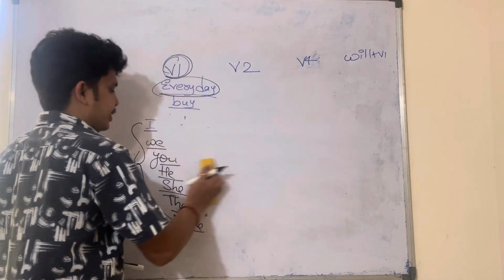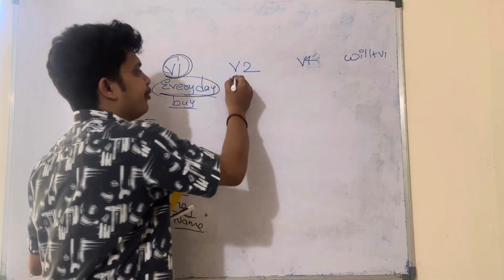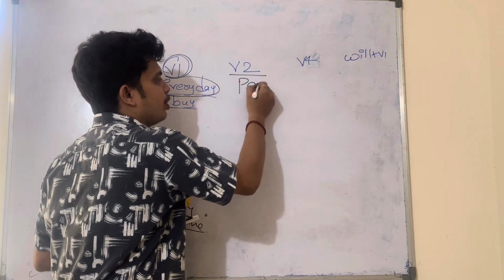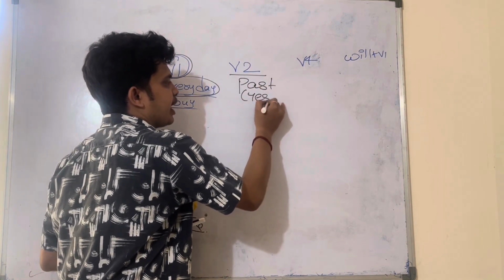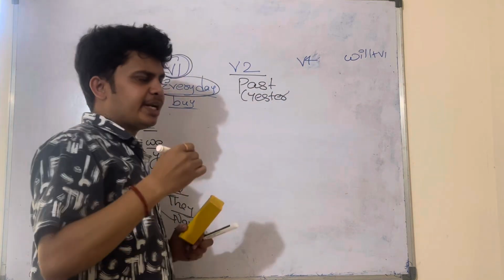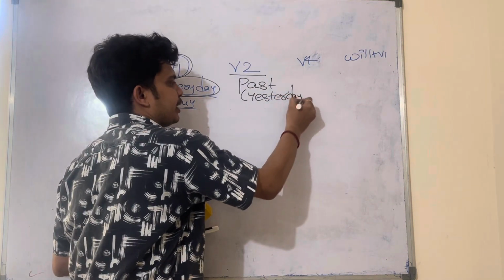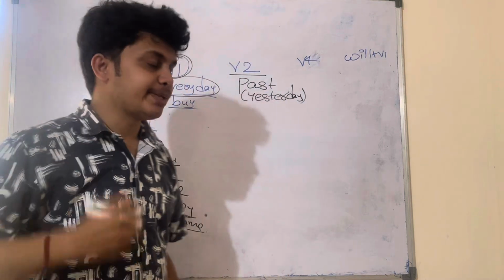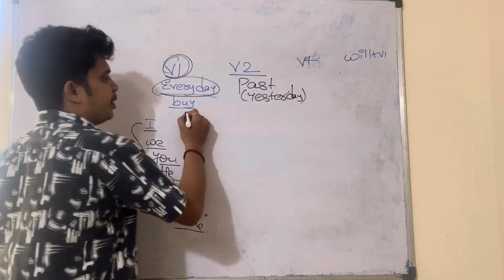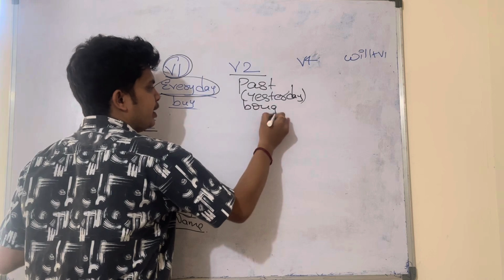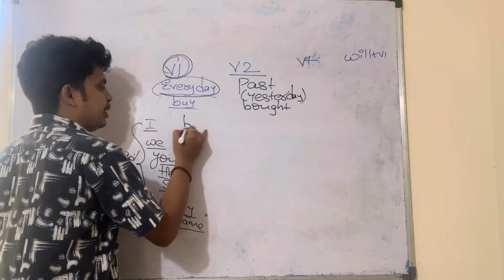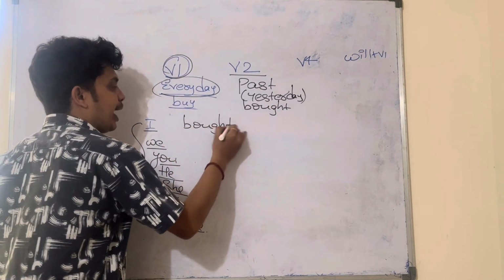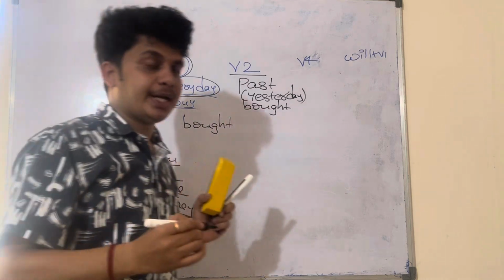Now let's get started with the second thing, that is V2. V2 talks about the past, or even you can say something that happened yesterday or day before yesterday. I'm just taking you the yesterday's event so that you can understand it in a very easy manner. Let's take, for example, buy. So the V2 is going to be bought. So bought. I bought a newspaper yesterday.